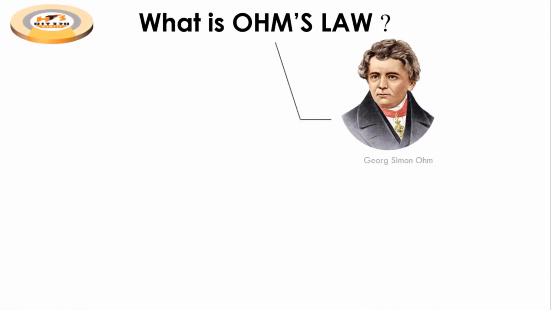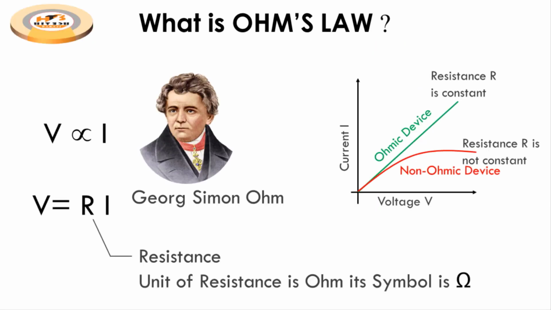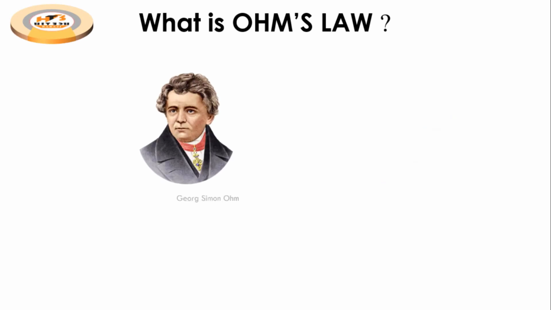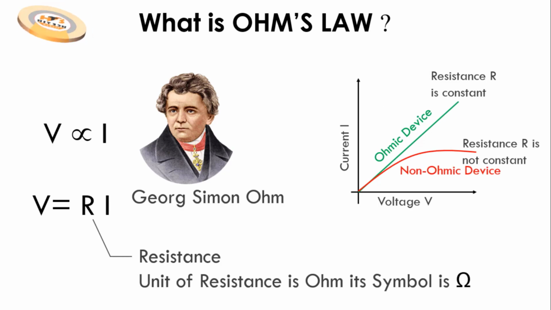George Simon Ohm was a German scientist. He found that there is a direct proportionality between the potential difference, that is the voltage applied across a conductor, and the resultant electric current passing through it. This relation is known as Ohm's law. Ohm is the SI unit of resistance, and this unit is named after George Simon Ohm. And 1 ohm is equivalent to 1 volt per ampere.